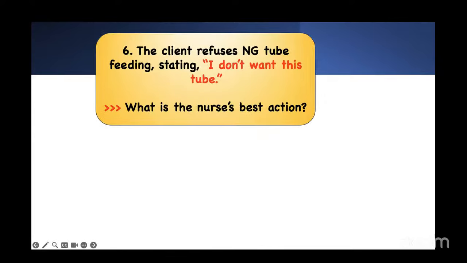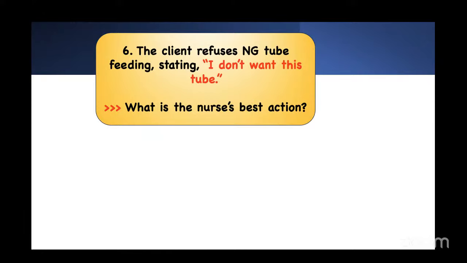Now, what do we do next? The client refuses the NG tube. Remember, you have an order to place the NG tube because the patient is malnourished and we want to feed them, right? The client states, I don't want this tube. What is the next best action? Patient, you need to place the NG tube. And he said, no, I don't want the NG tube. And you know they need the NG tube. What actions do you take?